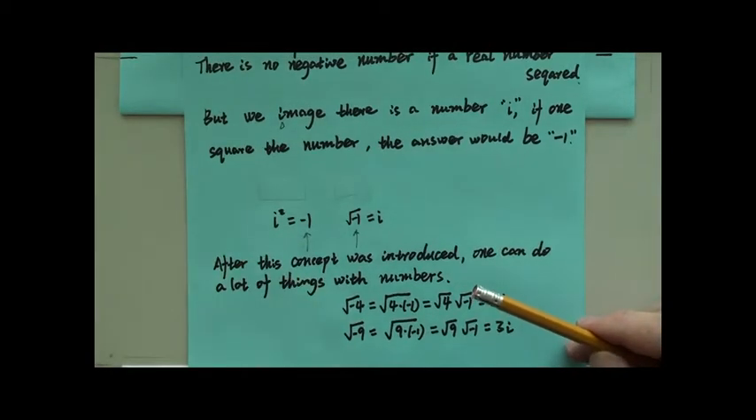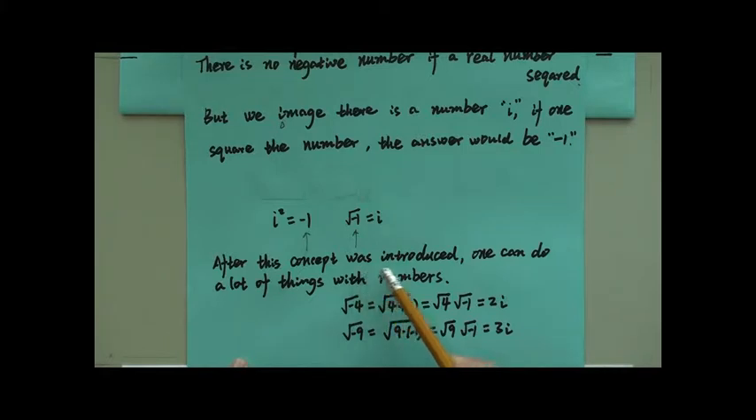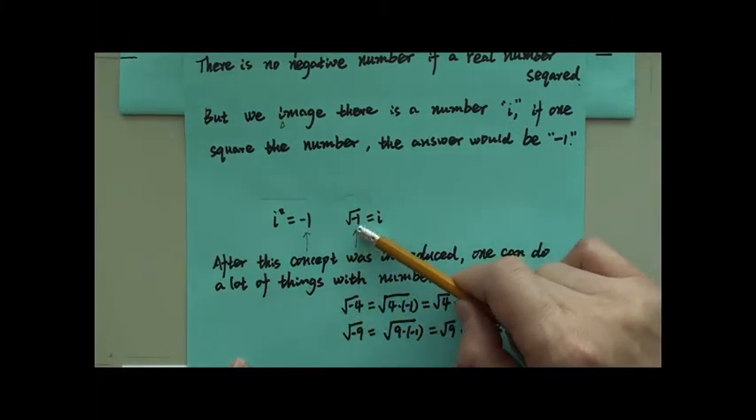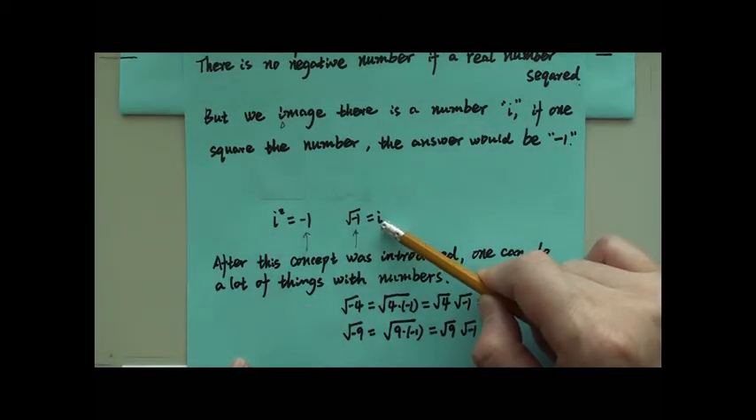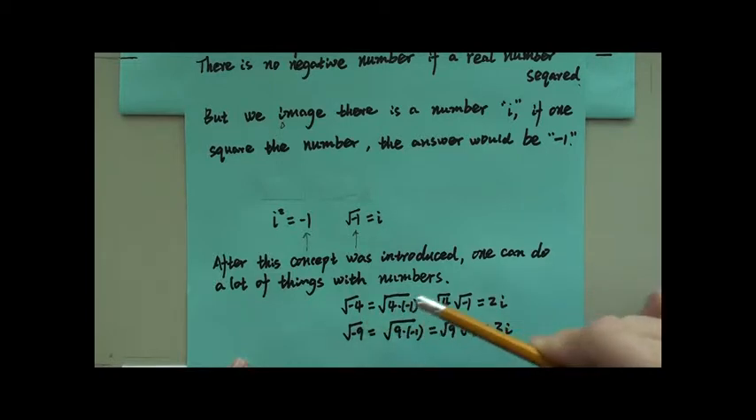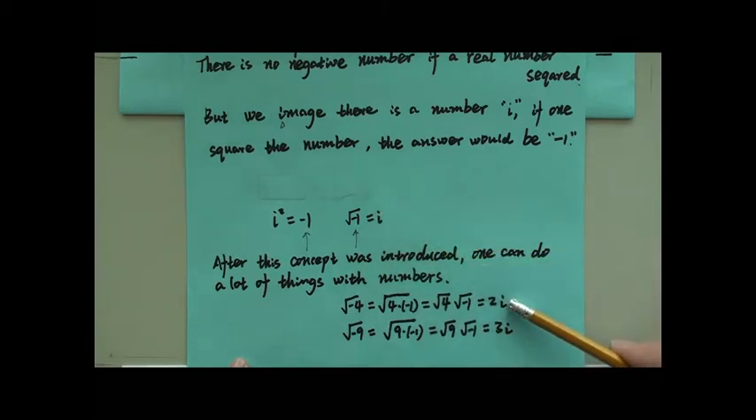Now, look at this. After this concept was introduced, one can do a lot of things with numbers. For example, radical negative 1 is i, the imaginary number. People may ask, what is radical negative 4? We know negative 4 is 4 times negative 1. And then radical 4 is 2. Radical negative 1 is i. You use the concept we introduced.